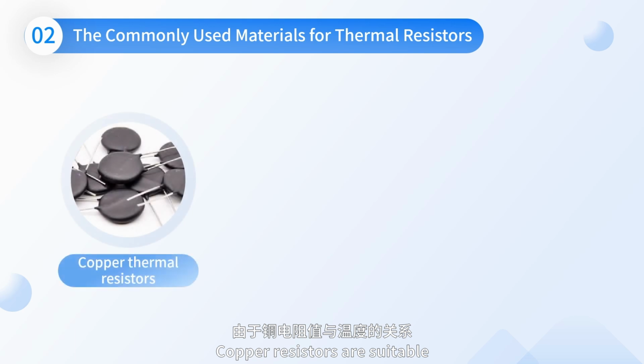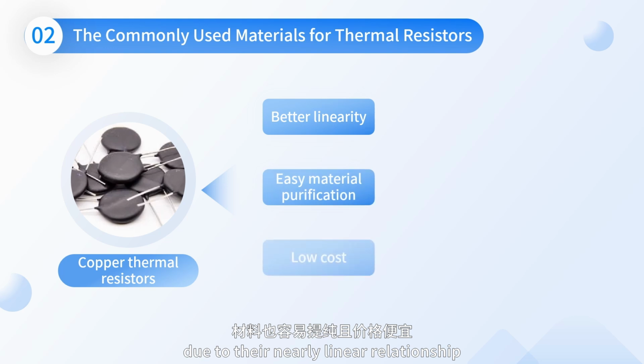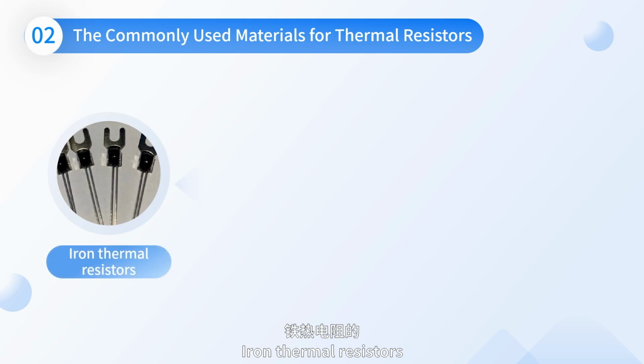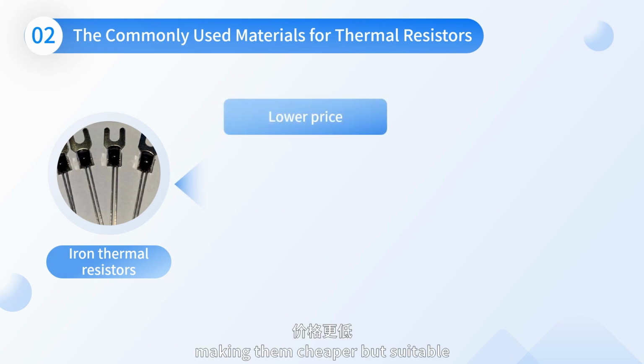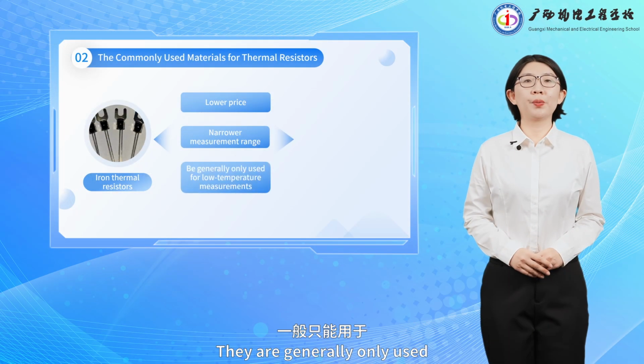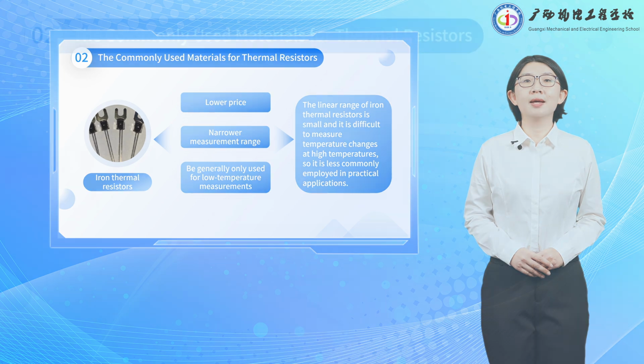Copper resistors are suitable for medium and low precision temperature measurements due to their nearly linear relationship between resistance and temperature, large resistance temperature coefficient, easy material purification, and low cost. Iron thermal resistors have a higher temperature coefficient of resistivity and higher electrical resistivity, making them cheaper but suitable for a narrower temperature measurement range. They are generally only used for low temperature measurements, and thus, are less commonly employed in practical applications.